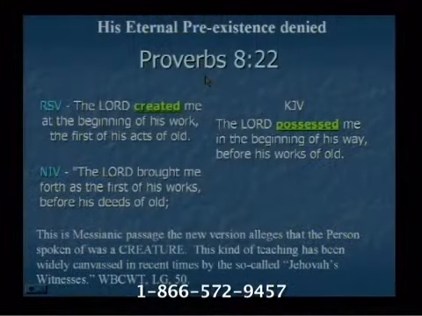Now, this gets pretty serious. Proverbs chapter 8, verse 22.